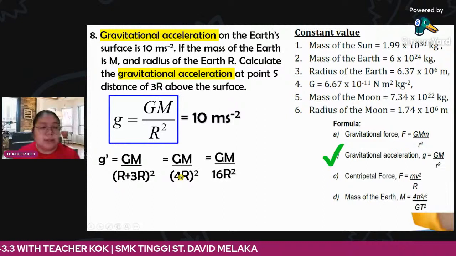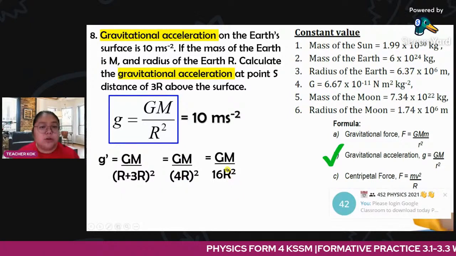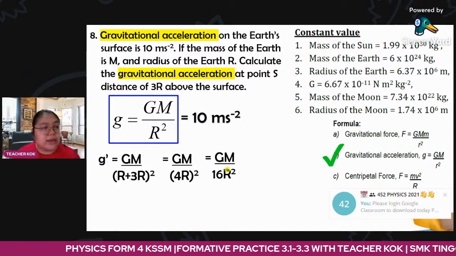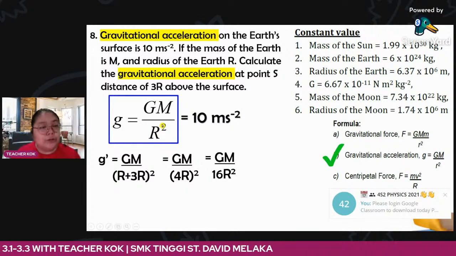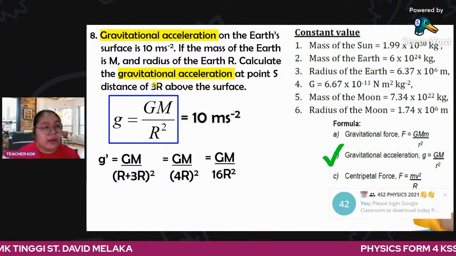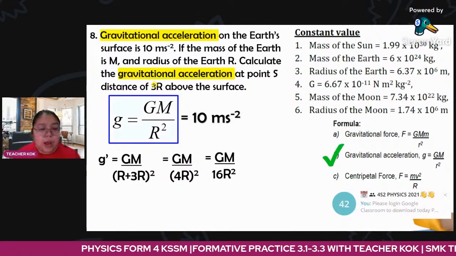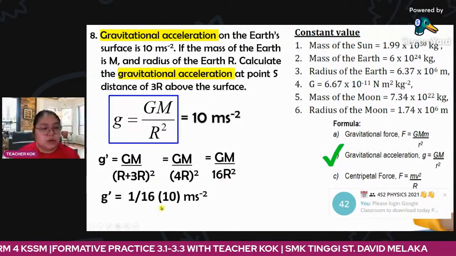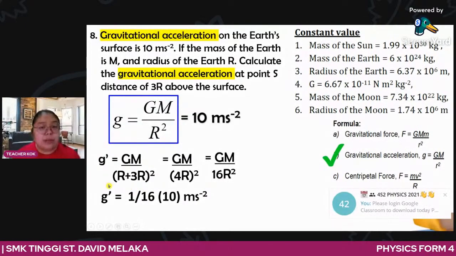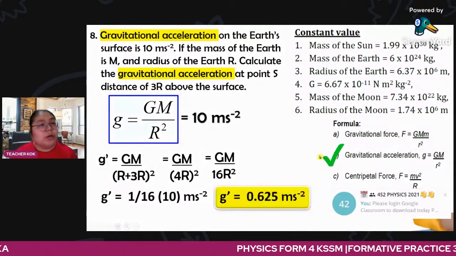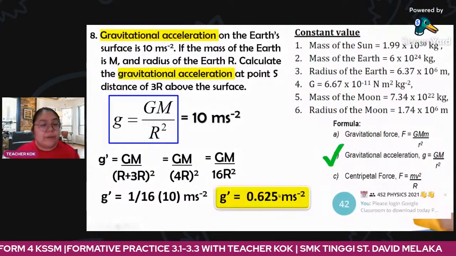So now for the new gravity, it is over 16R squared, so how much smaller is it? It is 1 over 16 smaller than the 10 m s negative 2. Although you are 3R away, don't forget we have the square. The 3R plus another R from the radius of the Earth gives 4R in total, so don't forget the square. After squaring, it becomes 16. So the final answer: G prime is 1 over 16 multiplied by 10. This is the new gravity for the point X, so the final answer is only 0.625 m s negative 2. This is the gravitational acceleration for the point X.